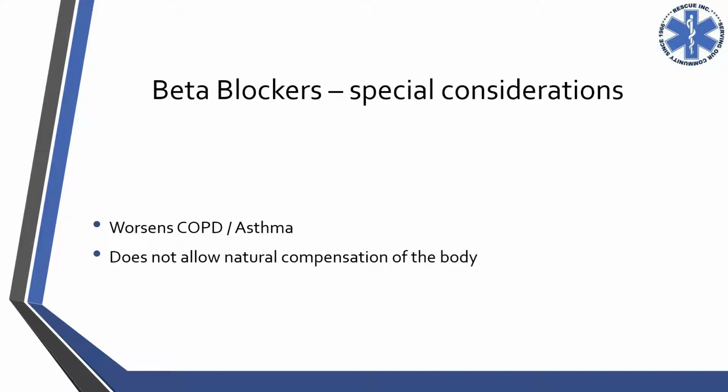It also can worsen COPD and asthma. If they're having an asthma attack or a COPD exacerbation, and they're on beta blockers, it's going to be much harder to stimulate those sites because they're being inhibited and blocked by the beta blockers. So those are very common things we need to be thinking about with beta blockers.